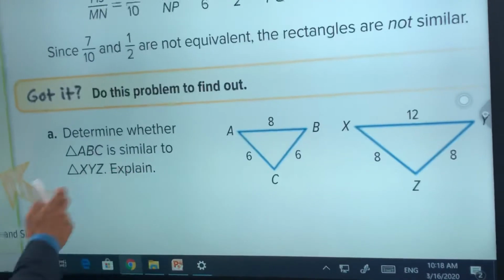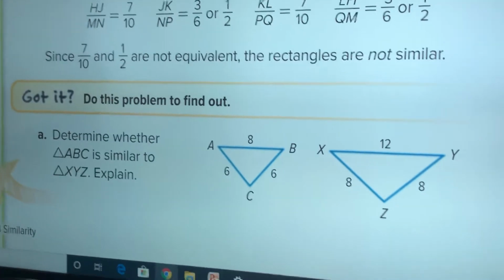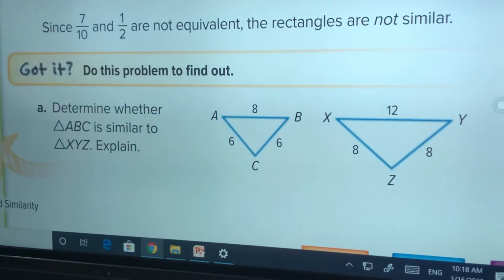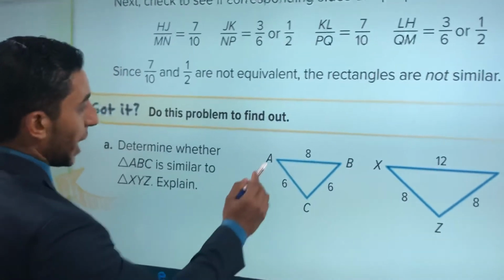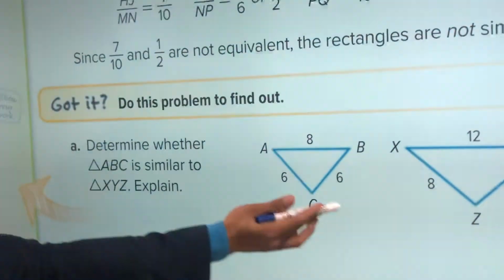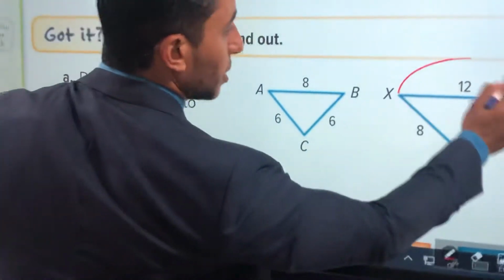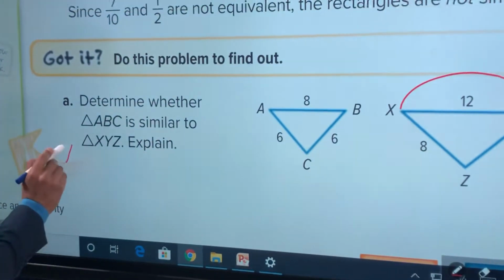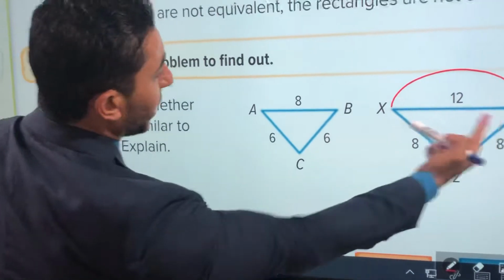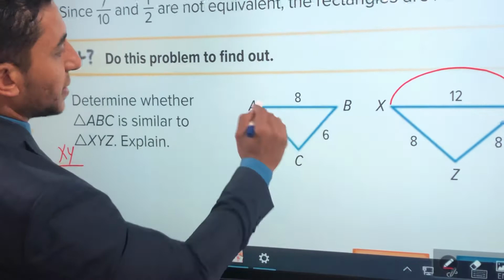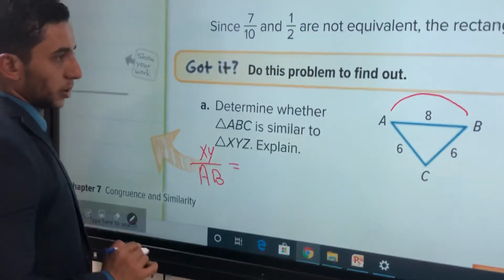Determine whether triangle ABC is similar to XYZ, as you can see here. Let's check the sides first. Start from the big or the smaller, it doesn't matter. So XY over the corresponding side AB. It's XY over AB. Good.